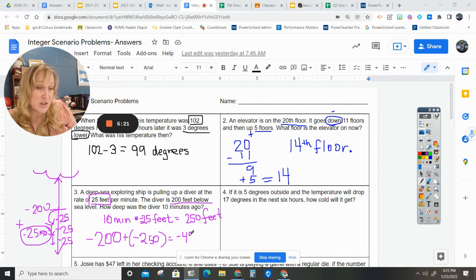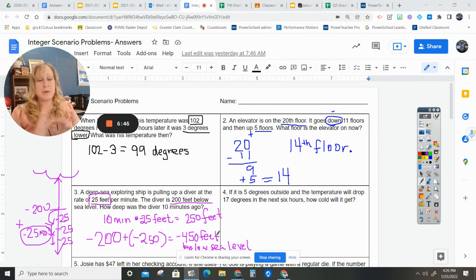So he started out at negative 450 feet below sea level. No, nope, doesn't even say that. Yeah, it does. Below sea level. You guys can help me read this. So again, your answers might not be exact, but if your numbers are right and your words are close, you're good to go.